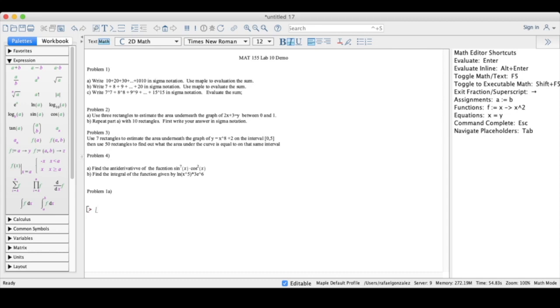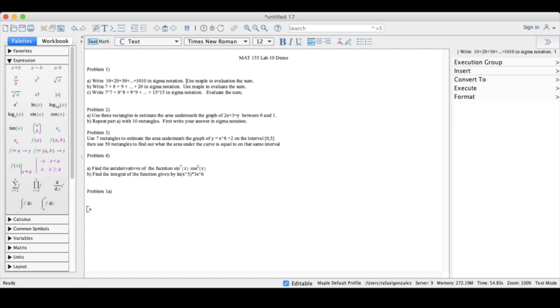So the first question we have, in problem number 1, is to write the following sum, 10 plus 20 plus 30, all the way up to 1010, in sigma notation. Then use Maple to evaluate the sum.